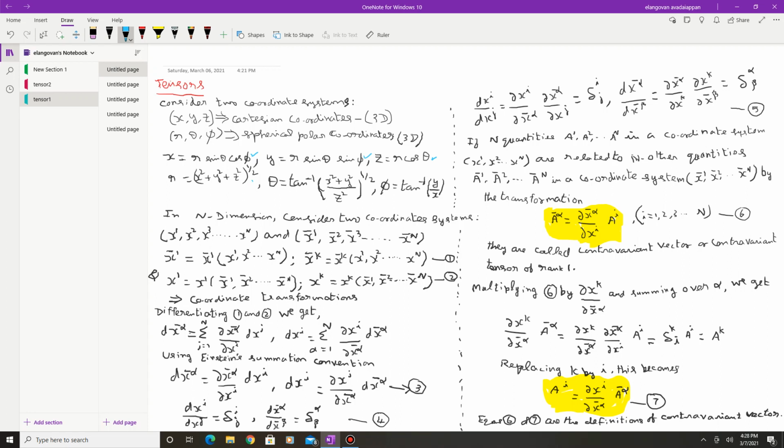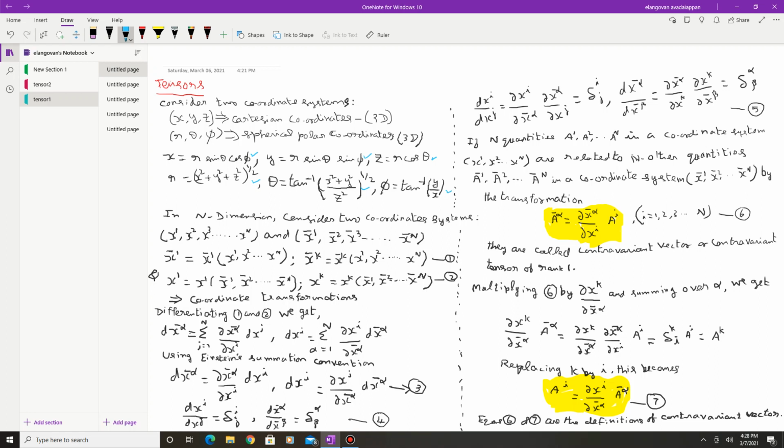So r is a function of x, y, z, which is x square plus y square plus z square whole power half. Theta is the tan inverse of x square plus y square whole power half by z, and phi can be expressed as tan inverse of y by x. So if you consider any two coordinate systems, one coordinate may be expressed in terms of the coordinates of the other system. So Cartesian coordinates may be expressed in terms of spherical polar coordinates. Spherical polar coordinates may be expressed in terms of the Cartesian coordinates. So here we are considering a specific 3-dimensional system.